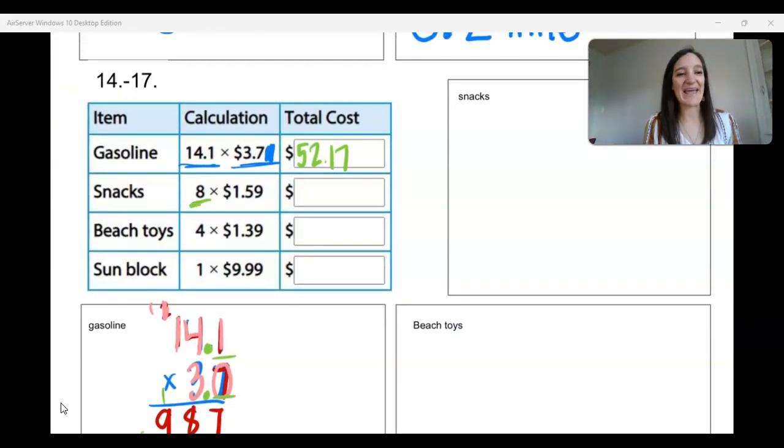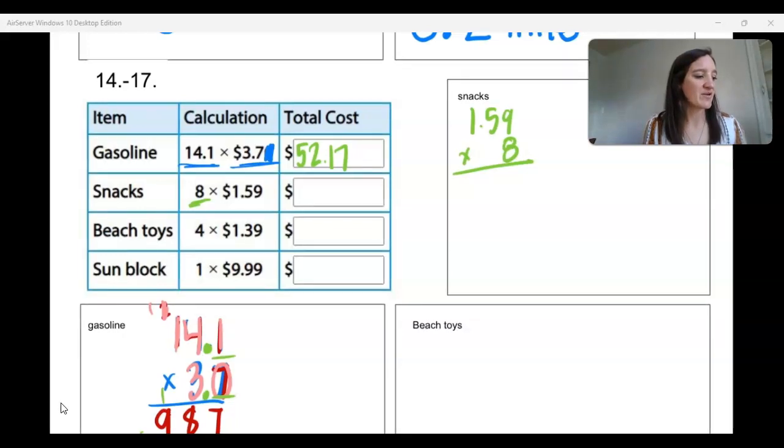Looks like we bought 8 snacks, and all of the snacks were the same price, $1.59. So let's figure out how much that would be. Now I could go $1.59 plus $1.59 plus $1.59 plus $1.59, 8 times, right? But mathematicians have created multiplication, which makes it 1,000,000 times easier to just multiply instead of adding over and over and over again. So 8 times 9 is 72.